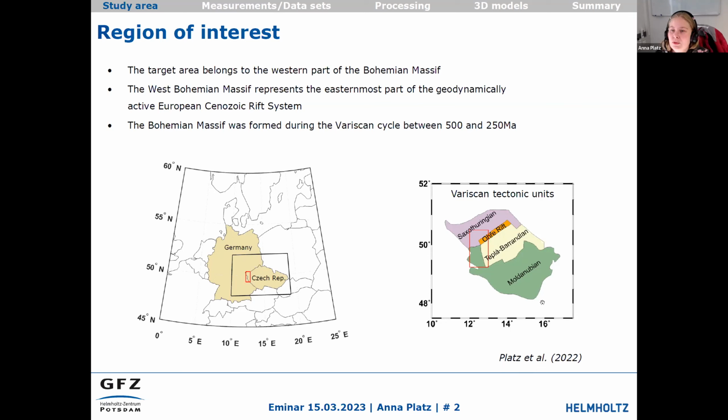Nowadays, this region consists of three different volcanic tectonic units shown in this map here. And we also have the intersection of the Eger Rift, as shown here by these orange colors. Our target area is shown here by this red rectangle.